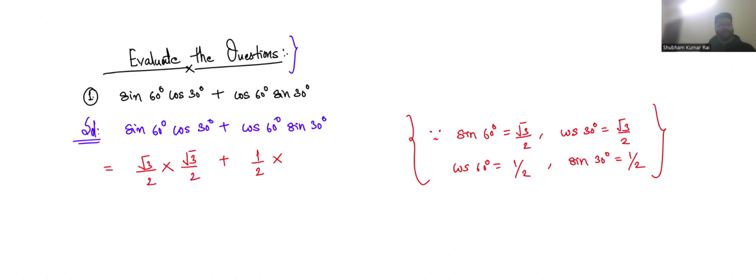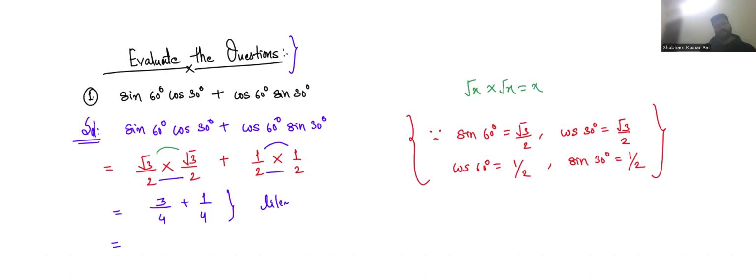Now we will do the product. Root 3 by root 3. If I say root x into root x, it is always x. So for this, it will be root 3 into root 3, which is 3. 2 into 2 will be 4. Here, 1 product of 1 will be 1, and 2 product of 2 will be 4. Here we have got two like fractions.